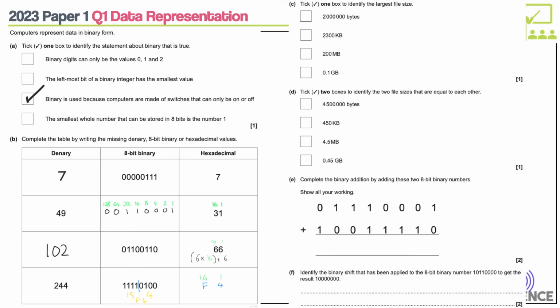It could be a question asking you to just do that, and you're not given the binary. Hard to say. All right, let's continue. Okay, tick the box to do the largest file size.